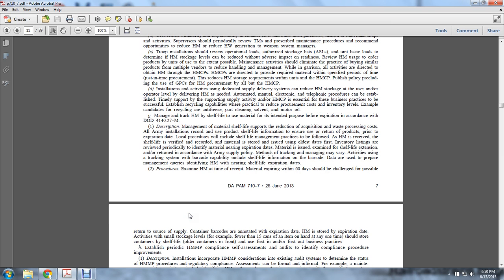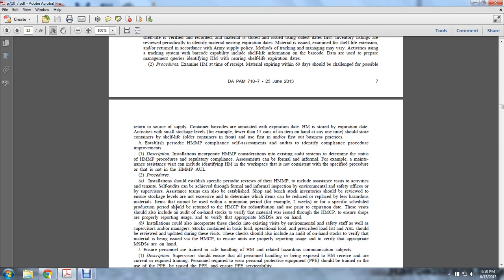Material expiring within 60 days should be challenged for the purpose of returning it to the source of supply. Container barcodes are noted with the expiration date as the material is stored. Activities with a small stockage level, for example, fewer than 15 cans of an item on hand at one time, should store in containers by shelf life, with older containers in the front, and use first in, first out business practices.